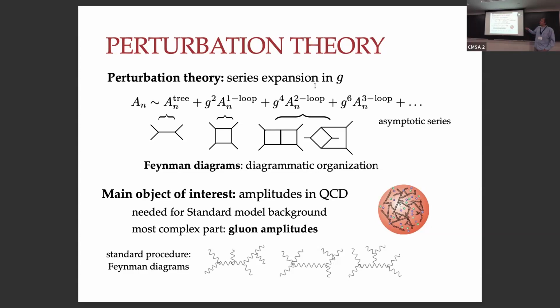And in these calculations, the most complicated thing to calculate are exactly the amplitudes of gluons, for many reasons. Yes, there are also interactions with quarks, but these gluon amplitudes are really the main bottleneck for these calculations. And the standard procedure since basically the birth of quantum chromodynamics in the 1970s is to draw all the Feynman diagrams and follow the standard prescription, evaluating each of them using certain rules, the Feynman rules, and then summing all of them, which gives you the amplitude contribution in this expansion.